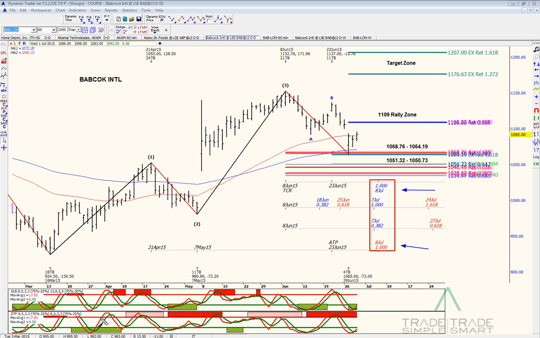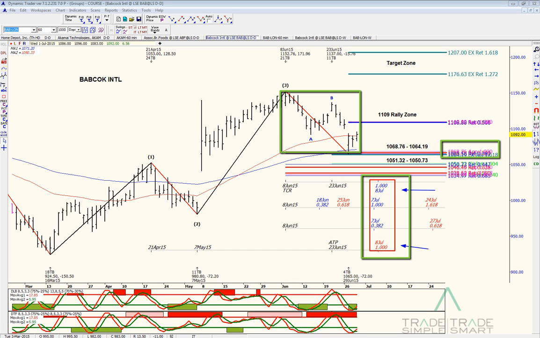Okay, so in this scenario where we have a clear ABCD pattern which is entered into a high probability Fibonacci cluster zone, and then we have the dates of the 7th to the 8th of July. Once all 3 of these components come together, we would then drop down to a lower time frame and we would look for some type of entry.